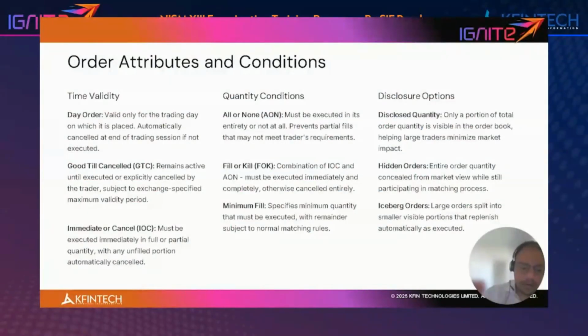Now, in continuation, we'll see what are the order attributes and conditions. Time validity: day order, GTC, IOC. Day order means it is valid only for the trading day. Suppose I have put an order today on 27th Feb. As soon as the end of day comes, this order will automatically get cancelled. So this is valid only for today. Very simple to understand. GTC means it will remain active until it is executed or cancelled by the trader.